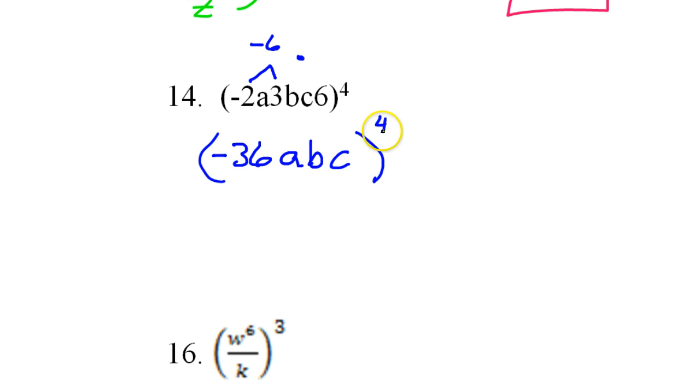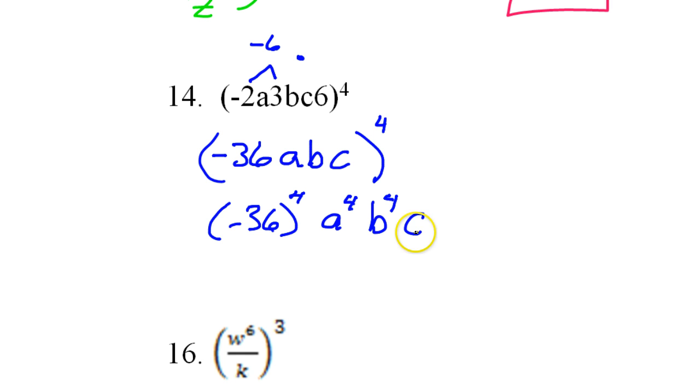Now I'm supposed to do the 4th power on all of these things. Weird. I'm just trying to decide. Yeah, I'm just going to go ahead. So what I have is I've got this negative 36, and I have to raise that to the 4th power. And then I'm going to have a to the 4th power, and b to the 4th power, and c to the 4th power. There are many different ways I could have expressed this.